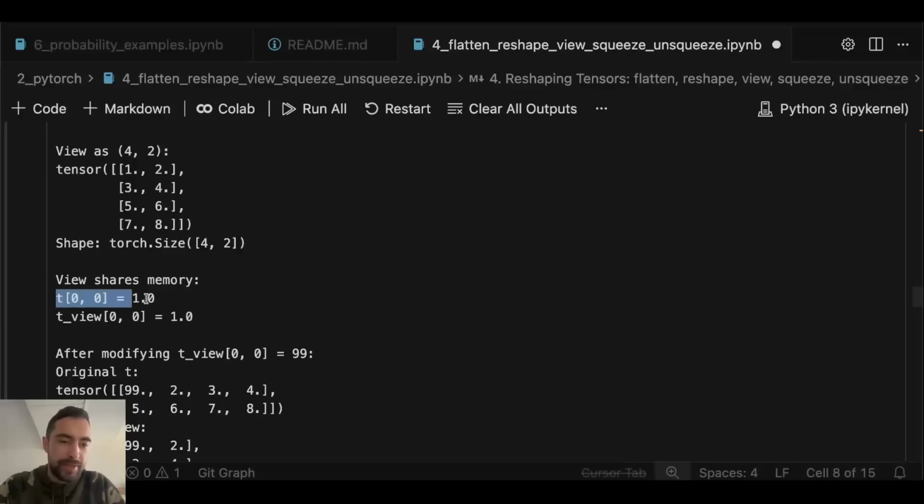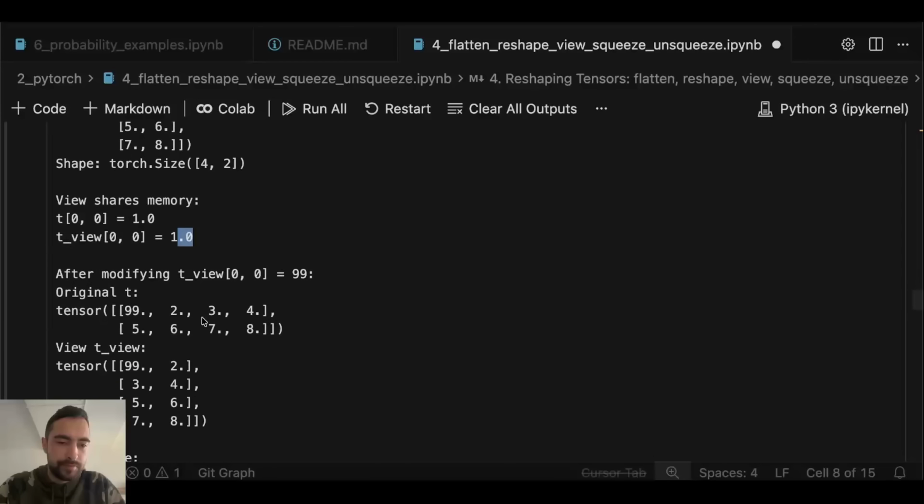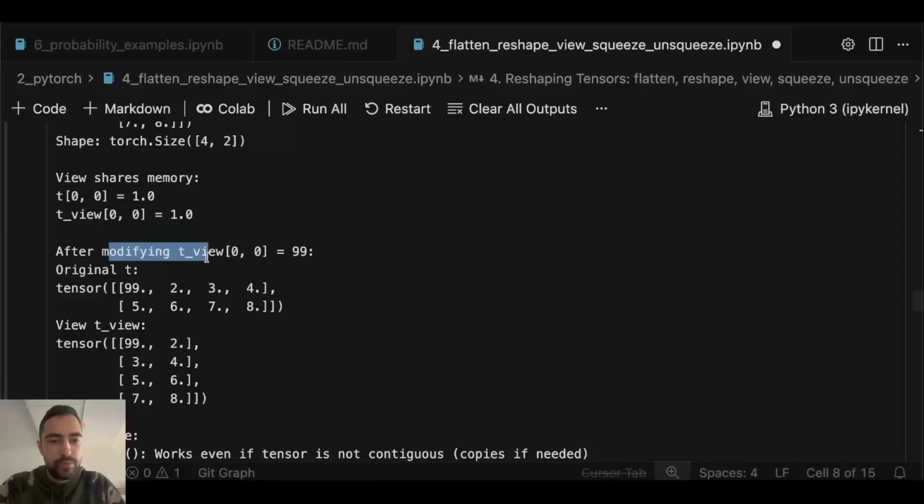we see that the first element is 1 in both of them. And then we're gonna just modify t-view to 99. And then the original first element now also becomes 99. So now all of them are 99.